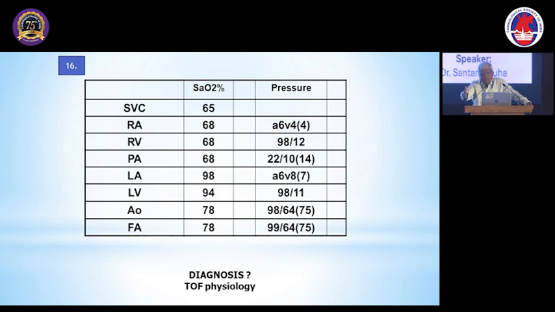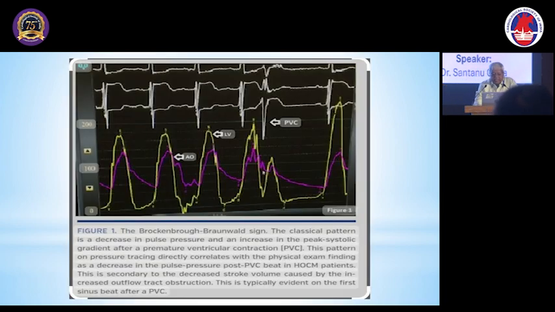If there is a VPC, post-VPC, we can differentiate HOCM and AS. If after the VPC the pulse pressure reduces, it's a patient of HOCM, sir. That is the clinical counterpart, you get a lower pulse. Exactly, that is what is happening. Here is the VPC, and see the post-VPC. There is an increase in the gradient, but decrease in the pulse pressure. And it is because of more forceful contraction and more obstruction to the LV outflow tract.